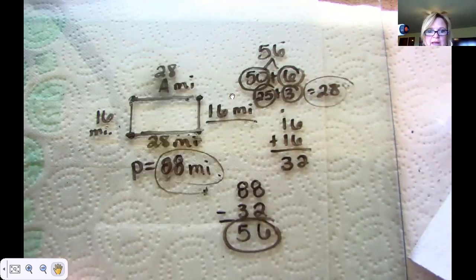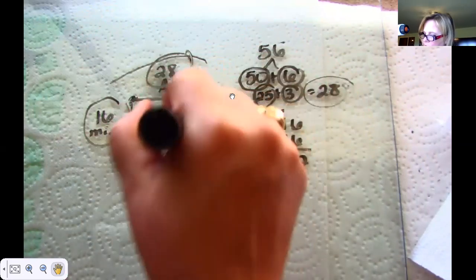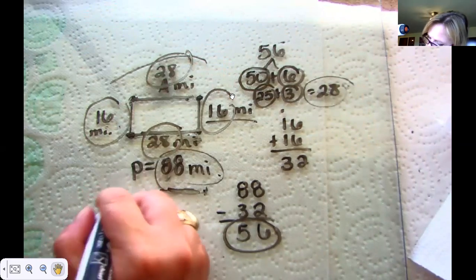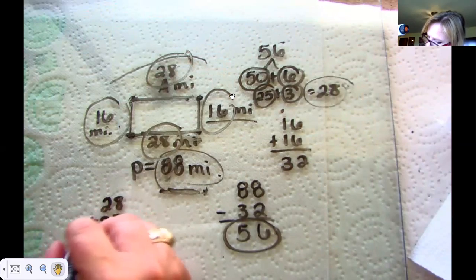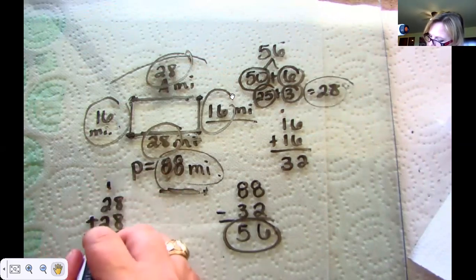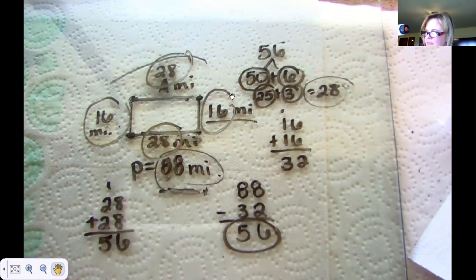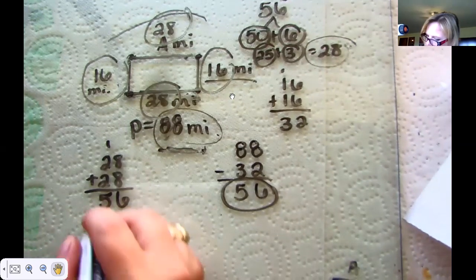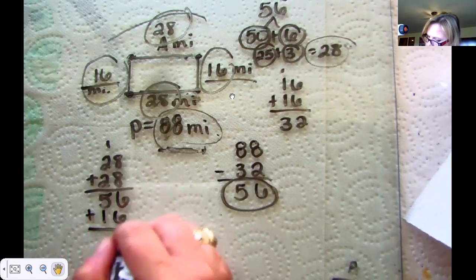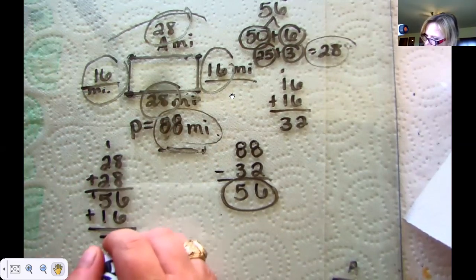Now, I've got to check my answer because all of these added together must equal 88. So I have 28 and 28. 8 plus 8 is 16. 2 plus 2 is 4, plus 1 more is 5. So that's 56. I have to get to 88. I'm going to add in one of the 16s. 6 plus 6 is 12. Then that gives me another 10. 5, 6, 7 tens. Gives me 72.